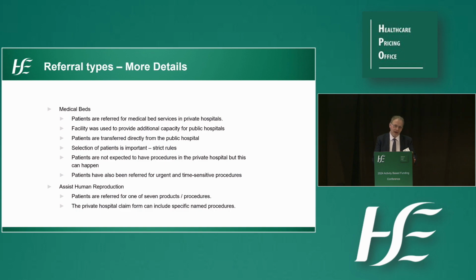In the past, though it's not being done now, patients have been sent over for urgent and time-sensitive procedures. So it also provided capacity in that case, but that's not happening anymore. For assisted human reproduction, patients are referred for one of 7 products that we have. Once again, we've changed the claim form so that we understand what procedure they got, what the value of each claim will be, and we'll have a better understanding of that.